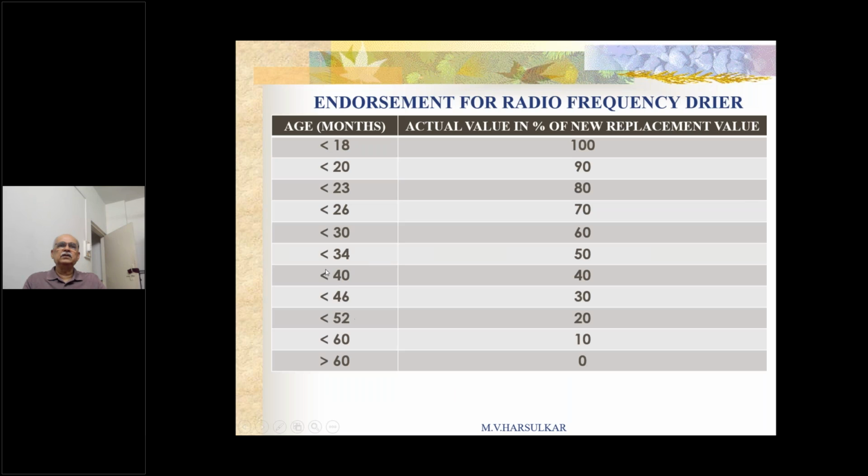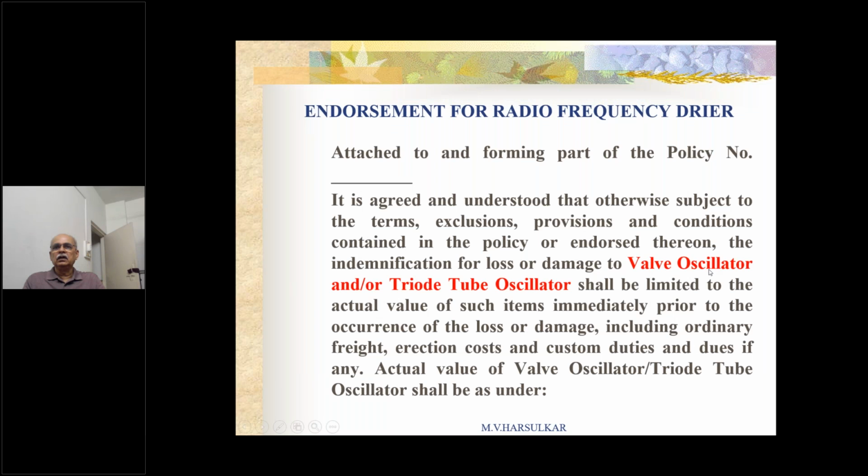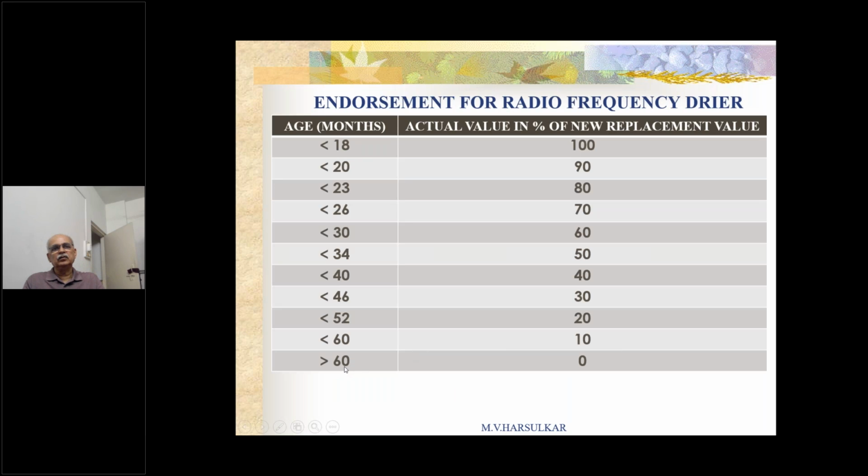So it is age in months. Up to 18 months, the insured will get 100% of the cost of this value. But after 18 months, it goes on reducing, and above 60 months, it's 0. So even if it is damaged, they will not get any cost of this radio frequency dryer oscillator. It's two parts: valve oscillators and/or triode tube oscillators. For these, they will not get anything if it is more than 60 months old.